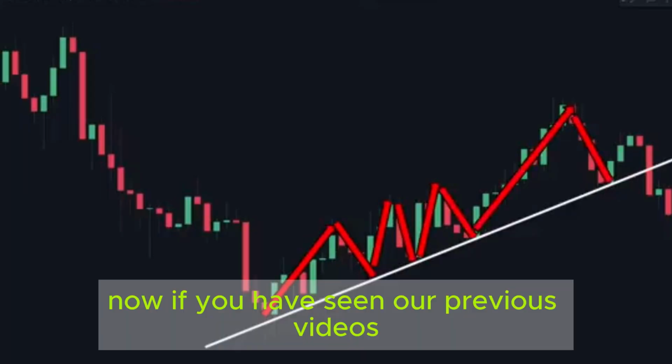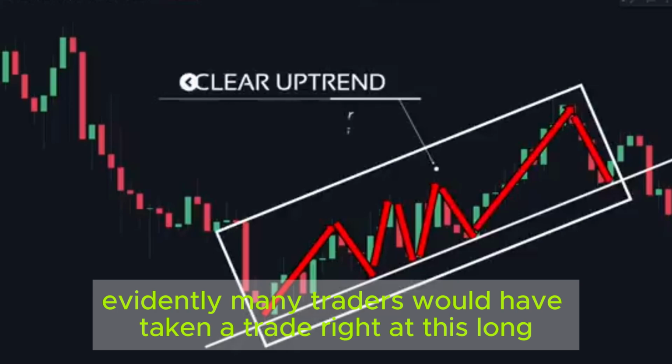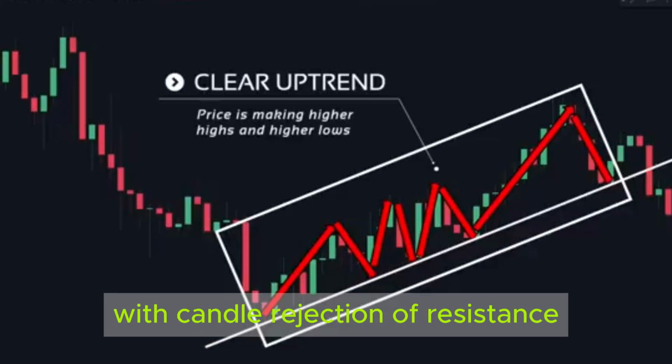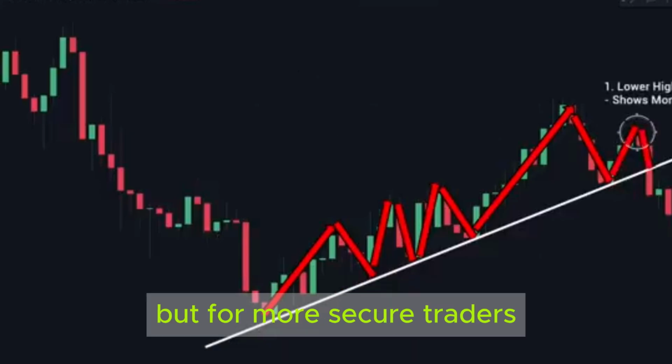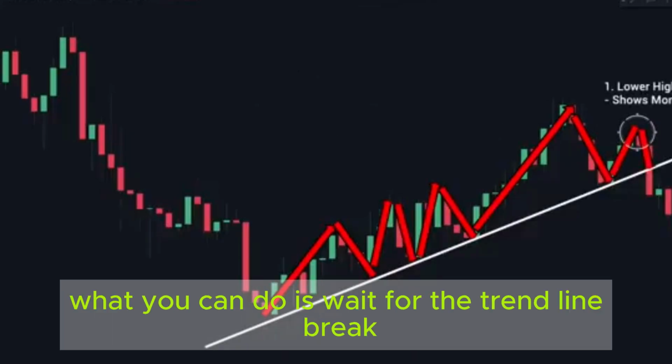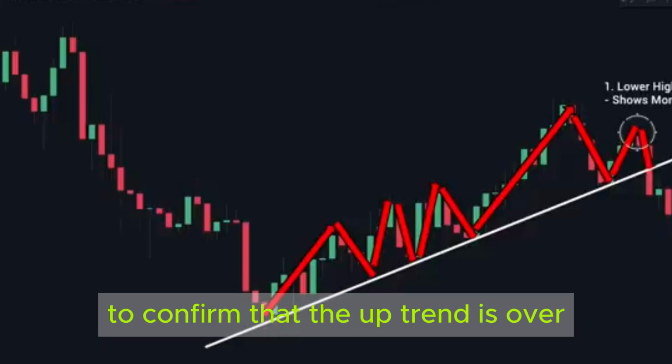Now, if you have seen our previous videos, evidently many traders would have taken a trade right at this long-wick candle rejection of resistance and then waited for an intraday trend change. But for more secure traders, what you can do is wait for the trendline break to confirm that the uptrend is over.